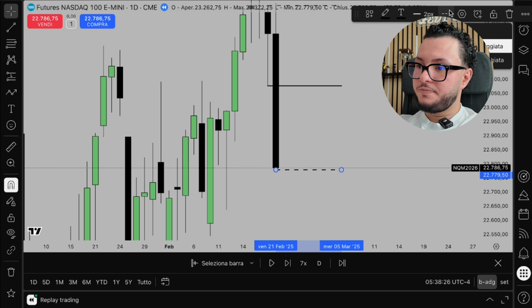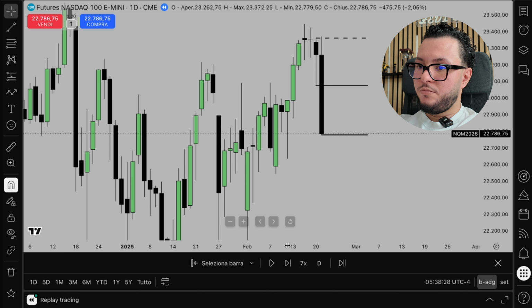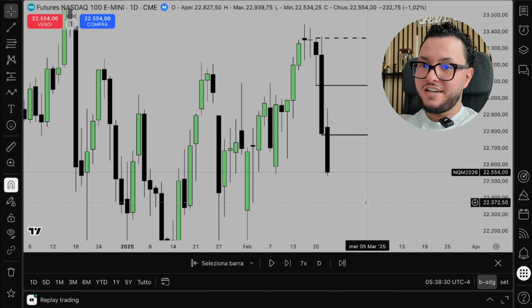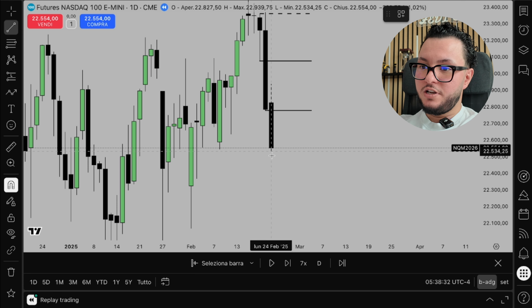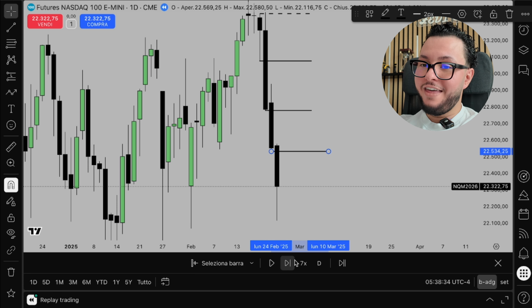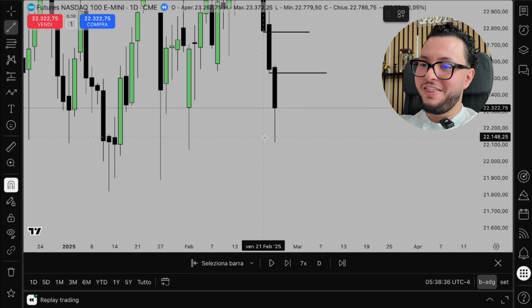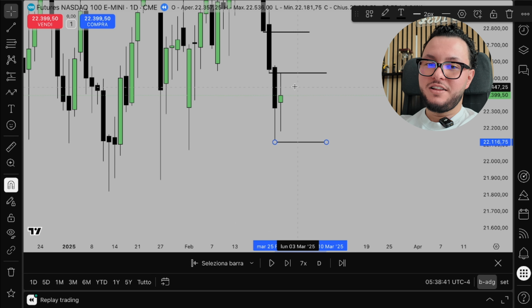Wait one second. Move to the right, boom. And the next target is going to be this previous daily low. Boom. And the next target is going to be this previous daily low. Let's see. The price didn't.